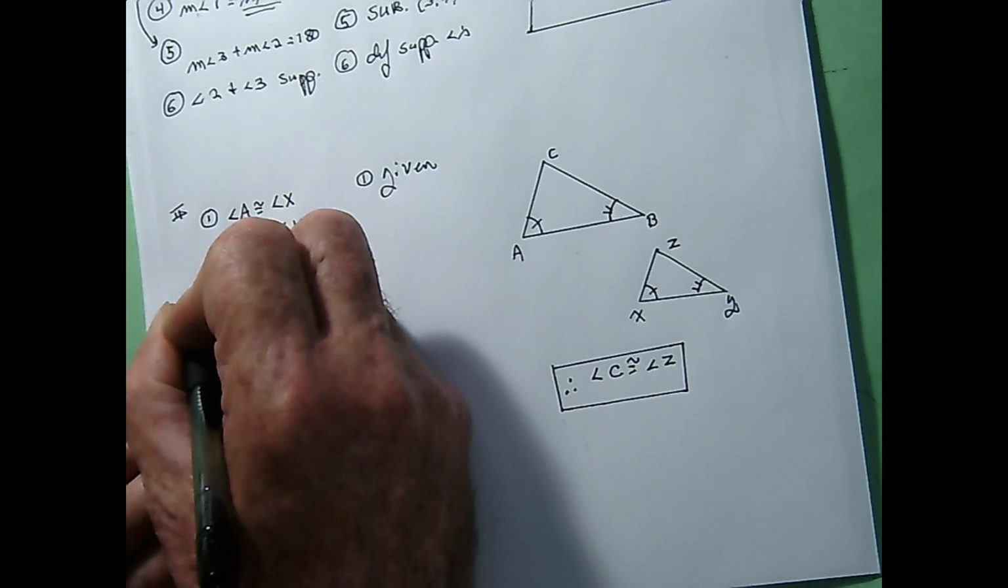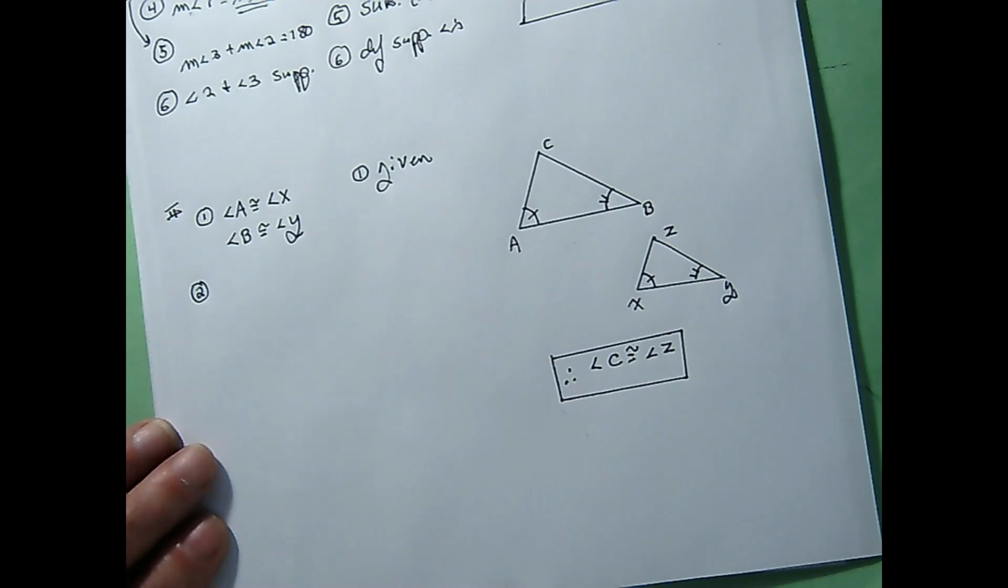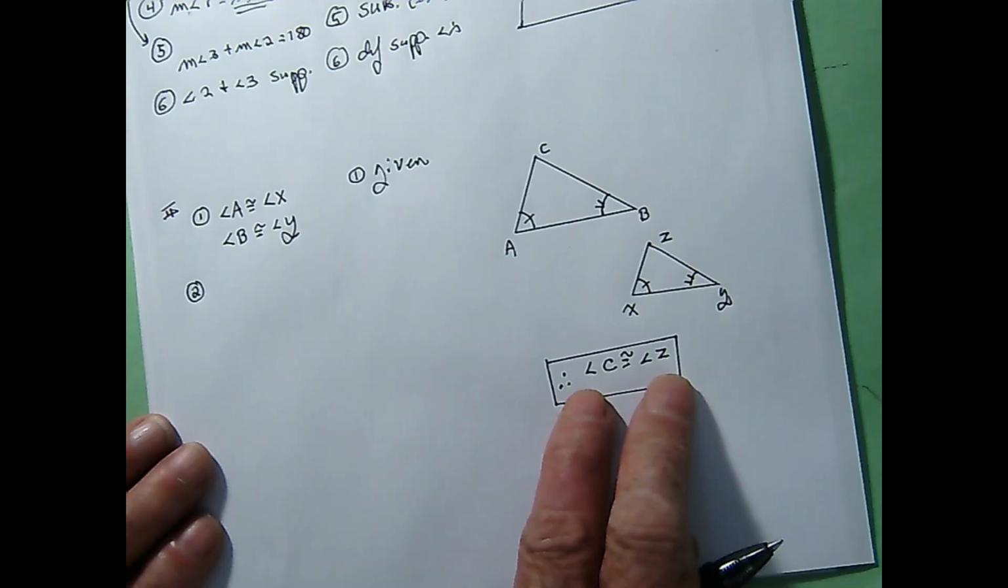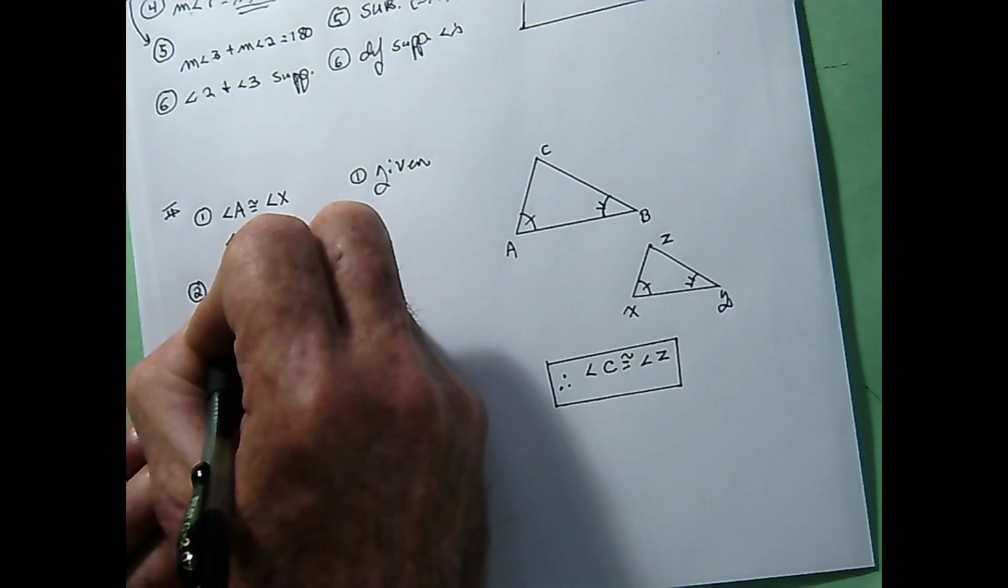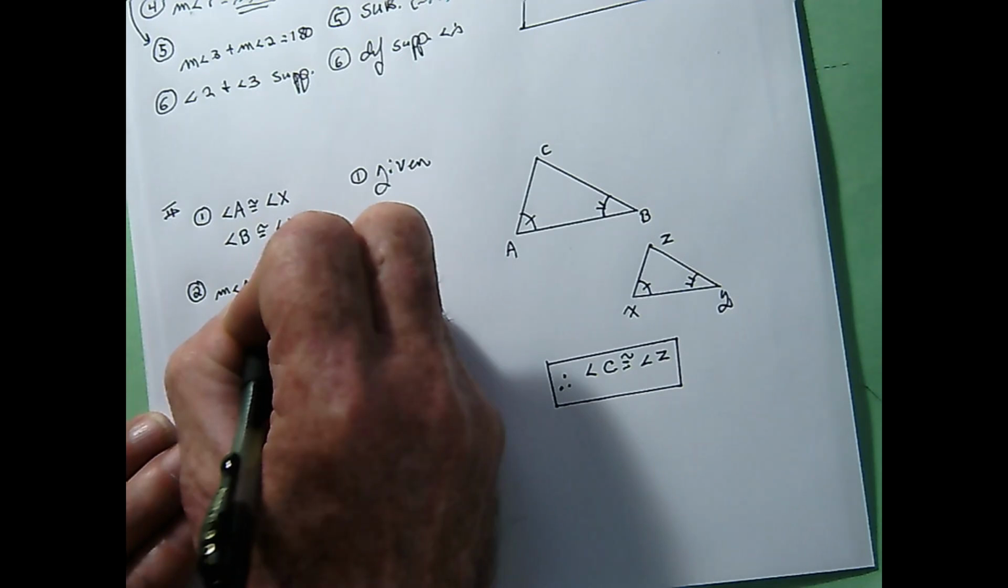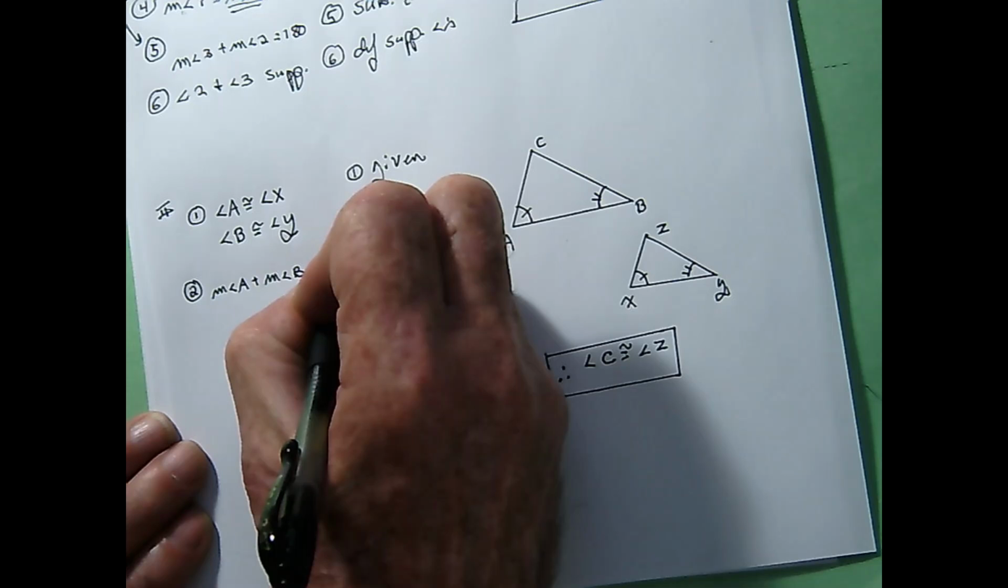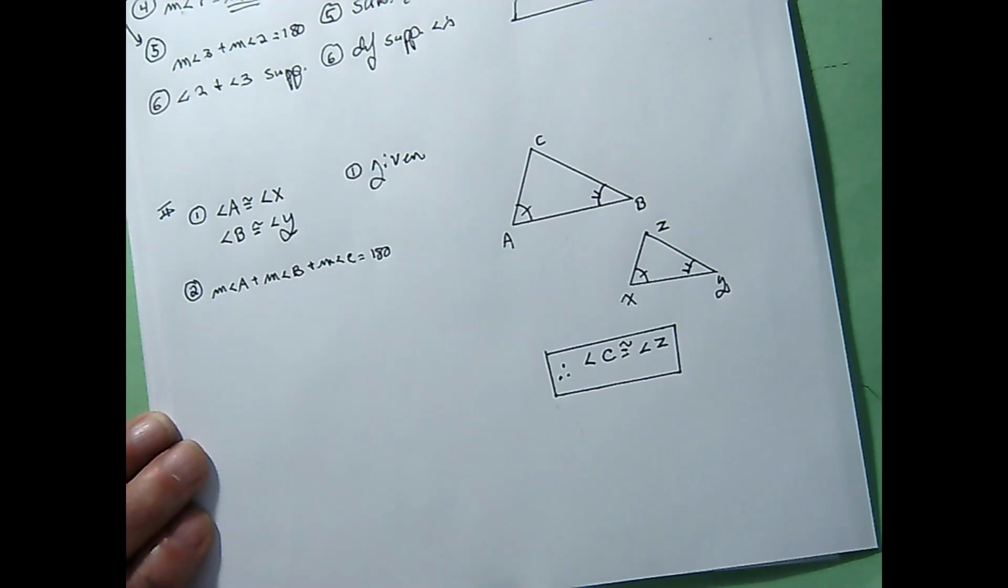I'm going to use the triangle sum theorem. That'll get us started, I'm sure. I want to figure out a way to get angle C congruent with angle Z. And if I use the triangle sum theorem, you would have to agree that the measure of angle A plus the measure of angle B plus the measure of angle C is equal to 180 degrees.